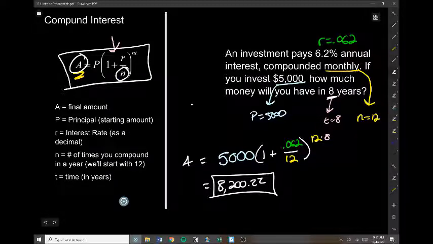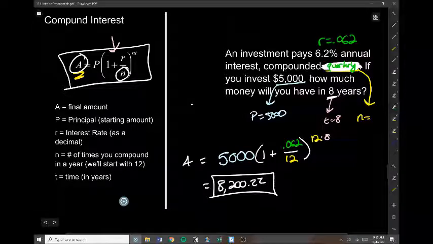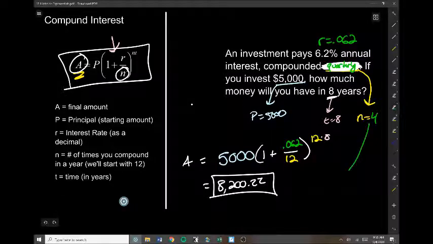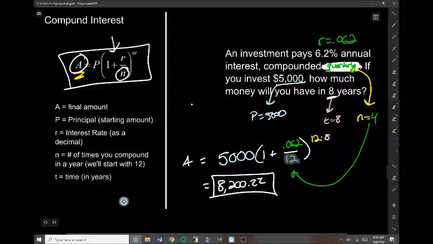Okay, now I said the toughest thing about this is going to be the value of n. I want to show you this can change. Suppose, instead of being compounded monthly, it was compounded quarterly or semi-annually or something. I'll go with quarterly. Quarterly means 4 times per year. Had this said quarterly, we would have changed our n value from 12 to 4. So I would change this from a 12 to a 4, and this from a 12 to a 4, and run the calculation again.